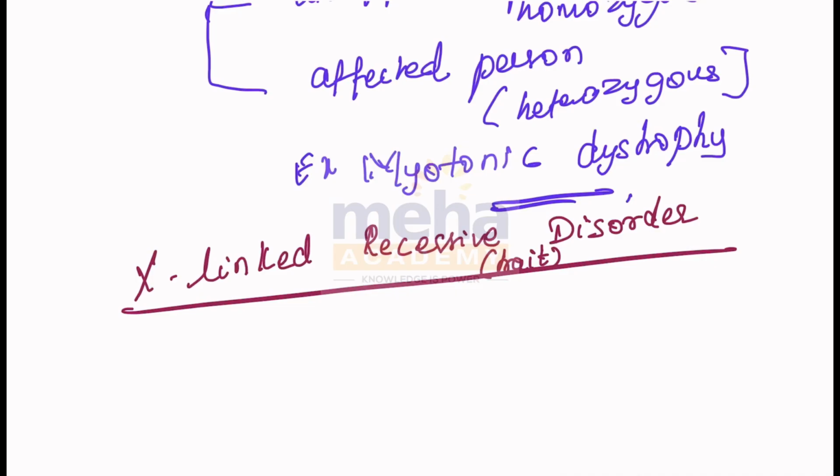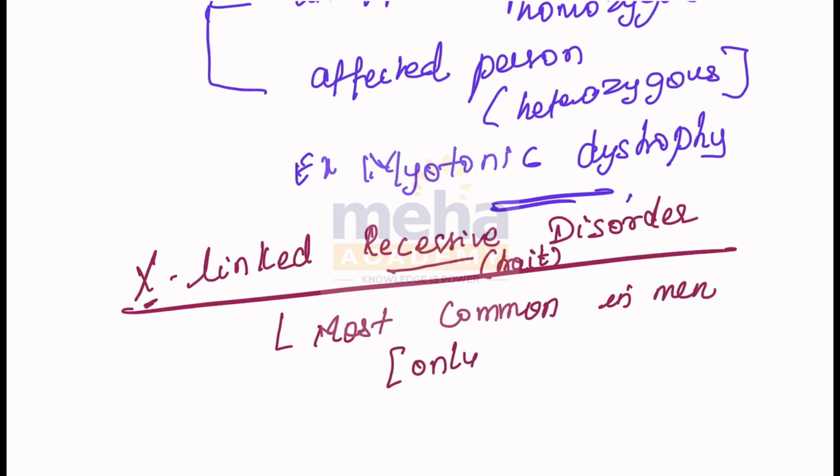So X-linked recessive trait disorder comes under Mendelian disorder only, but these are sex-linked disorders. When we talk about X-linked, it is related to the X chromosome, and it should be recessive. So what happens here? This X-linked recessive disorder is most common in men because they have only one X chromosome.